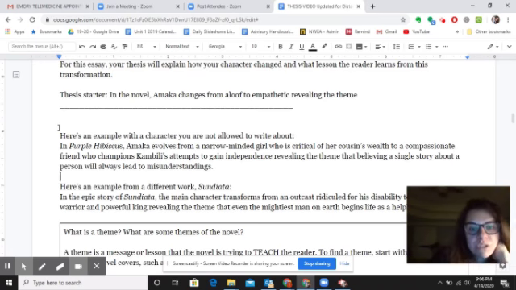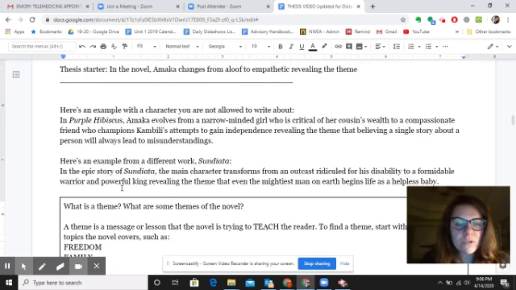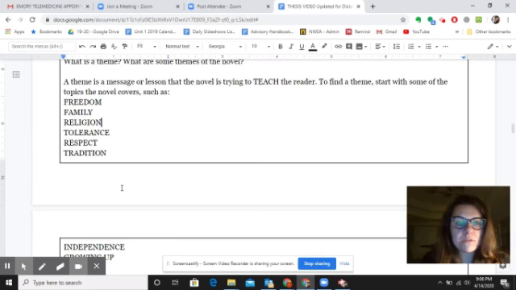All right, so now there's some examples I've given you. You can read over those to see if they help. I already have written a thesis statement about Amaka, but I'm writing another one right now. It's different, okay? And then I have an example from Student Java. So you can read those on your own time. I'm going to scroll down to these notes that I've given you on what a theme is, okay?